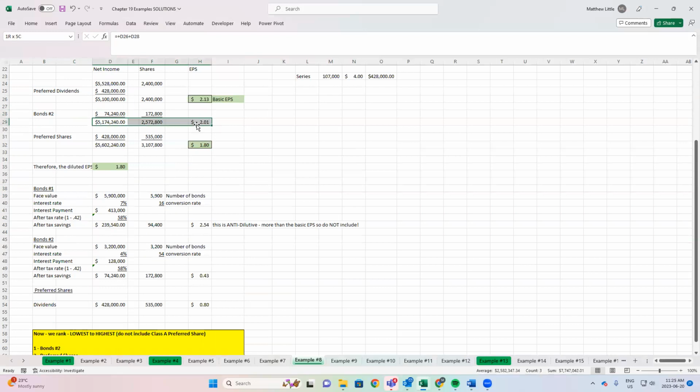So our adjusted diluted EPS is down to $2.01. We would then do our preferred shares, add back the dividends not paid, add the common shares now issued, and our earnings per share continues to dilute, so we would include it. Therefore, the diluted earnings per share is $1.80.